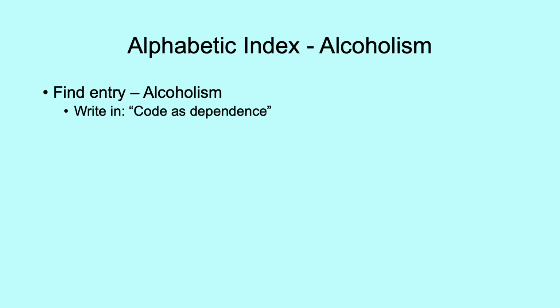So let's look at some other notes for the alphabetic index. First, find the main term alcoholism. Write in code as dependence. Okay? A lot of people get confused about this. So you go to dependence and then you can find alcohol. And this makes it clearer.